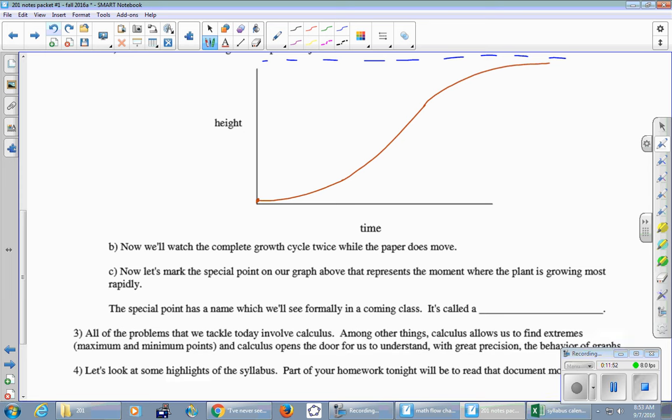Okay, so see if you can put a dot at the spot on your graph where the plant is growing most rapidly. It's going to be in a little bit different spot than on my graph, but that's okay. So for me, it's somewhere around there. It's the part on the graph where the graph is the steepest. And the special point has a name, which we'll see formally in a coming class, but we'll just name it for right now. Does anybody happen to know? It's a three-word phrase I'm looking for. Yeah, inflection point is good. So point of inflection is what I'm going to call it. Point of inflection.